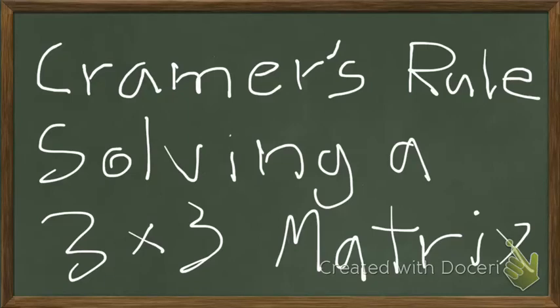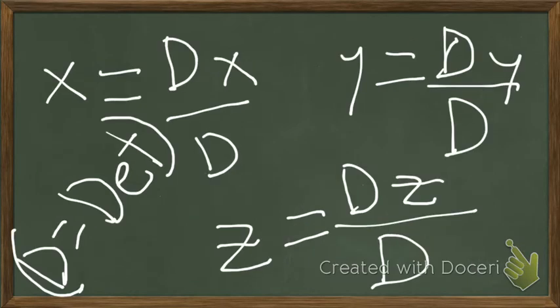Hello, this is Gabe. I'm going to show you how to solve a 3x3 matrix with Cramer's rule. These are the formulas: x equals dx over d, y equals dy over d, and z equals dz over d.